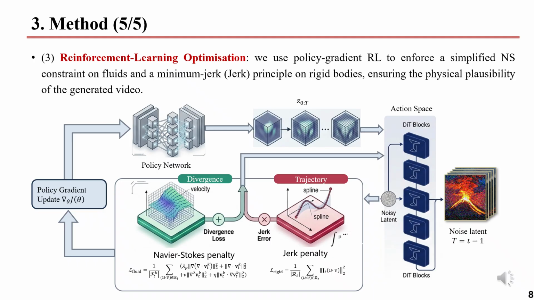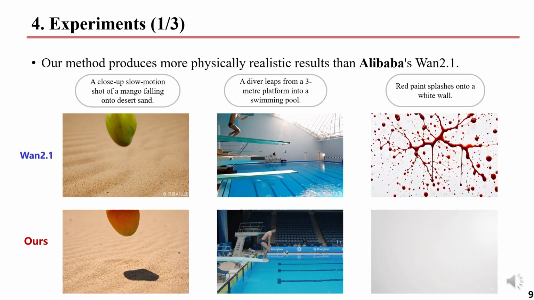Finally, we treat the denoiser as a Gaussian policy network. Each denoising step samples an action from its noise prediction. Two physics losses act as the reward: a divergence loss enforcing the Navier-Stokes constraint on fluids, and a jerk loss enforcing minimum jerk on rigid trajectories. We optimize with PPO policy gradient updates, modulated by the adaptive scheduler so that physics is only enforced once denoising is reliable enough. Now the results.